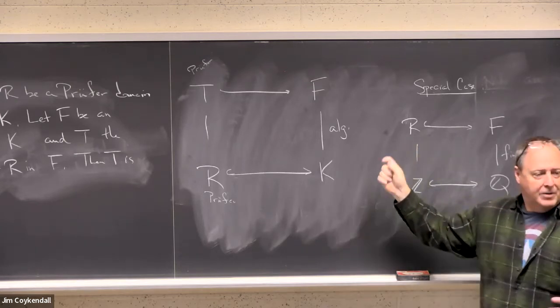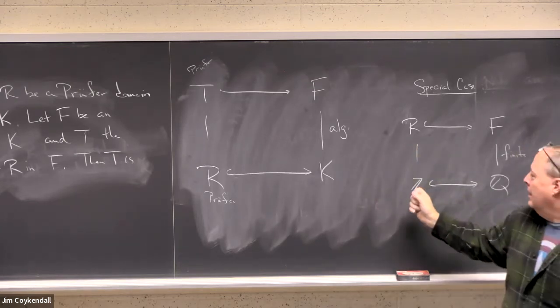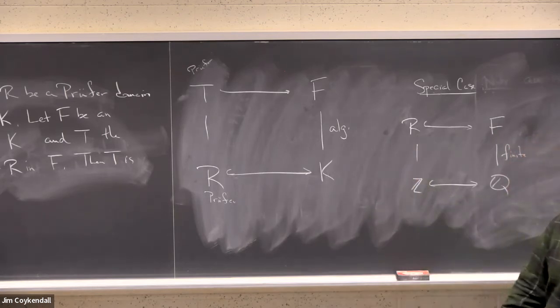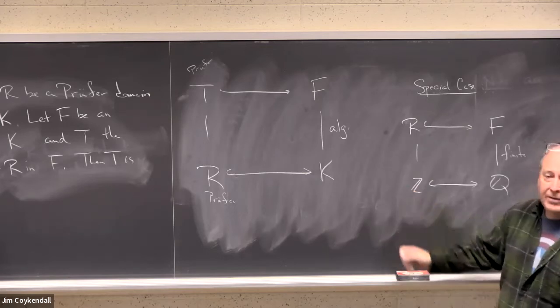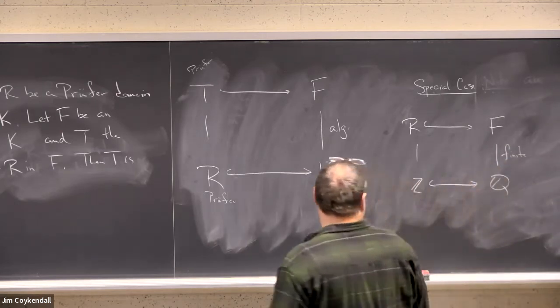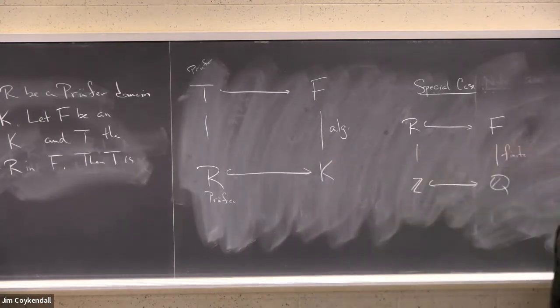And in fact, here's something the theorem doesn't tell us yet. We'll get to it later. This is also Dedekind. What do you need for that? Well, the best theorem that I know is you need the base to be Dedekind and this to be a finite extension. But let me give you another special case.